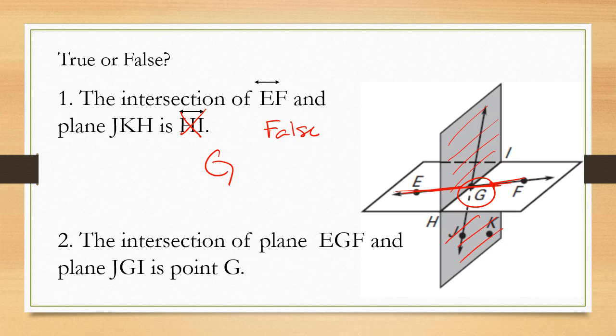which would make this question false. Number 2. The intersection of plane EFG and plane JGI is point G. If you look at where these 2 planes intersect, they intersect right here, and that is line HI, and so they don't intersect in a point, so number 2 is also false.